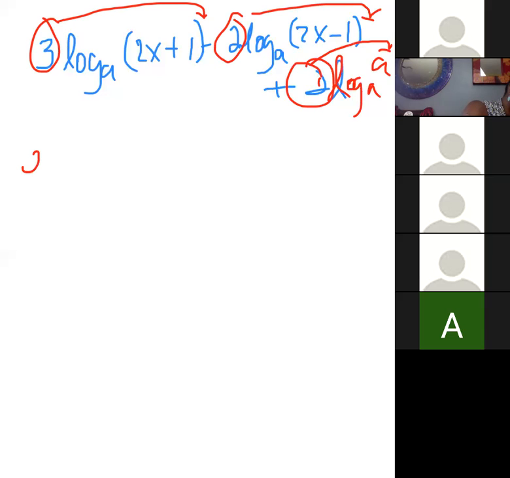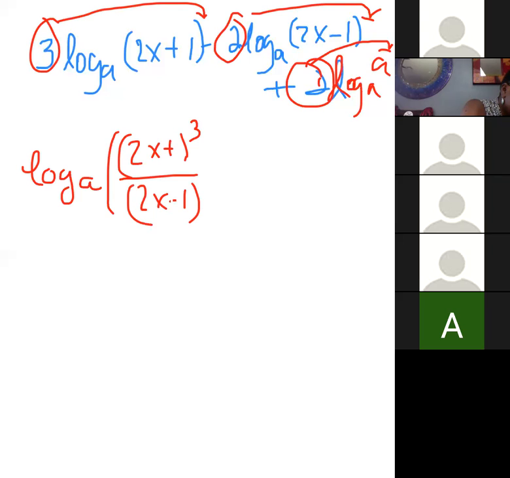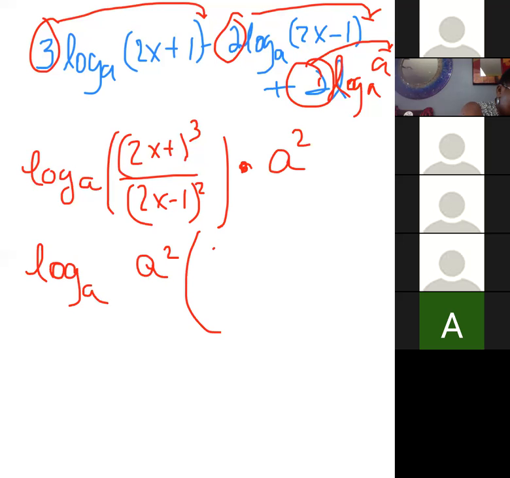So when we express this in condensed form as a single log base A, it's going to be log base A of (2x plus 1) to the 3rd over (2x minus 1) to the 2nd. And then all of this is being multiplied by a squared. Now, you can also rewrite this as log base A of a squared times (2x plus 1) to the 3rd over (2x minus 1) squared. Do we really need the parentheses there? We really don't need the parentheses right there like that, but it's okay, guys, if you want to leave them there.